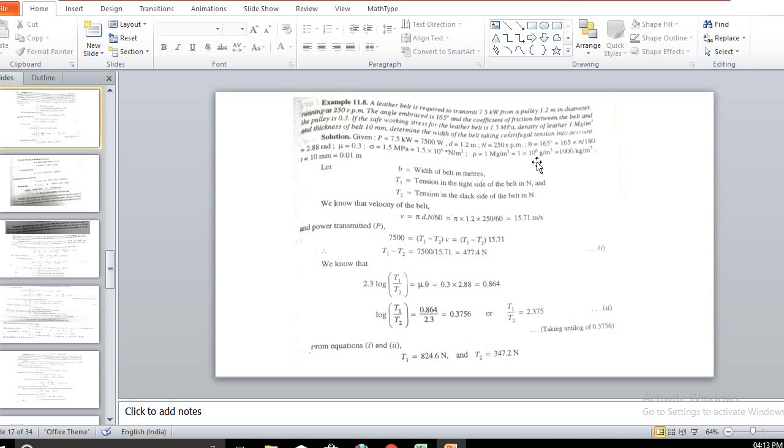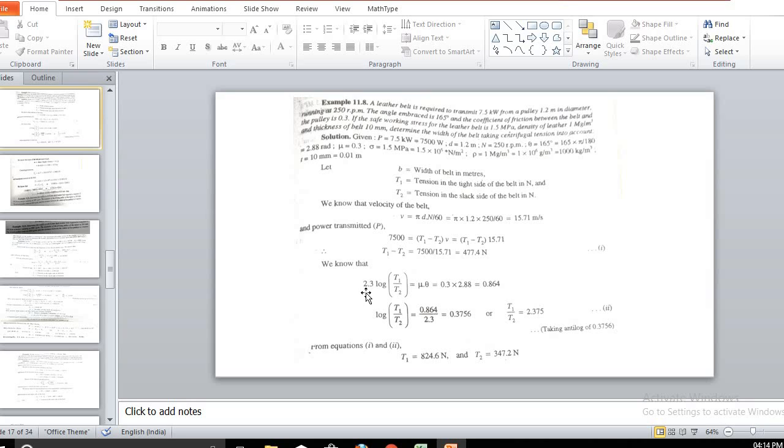So we have to find out the width. Now we use the power formula: power is equal to (T1 minus T2) into V. Now V is nothing but pi D N by 60. D is given as 1.2, N is given, and we can find that velocity value. T1 and T2 are unknown to us. Power value is given as 7500 watt. So we get a relation between T1 minus T2, which is equal to this much.